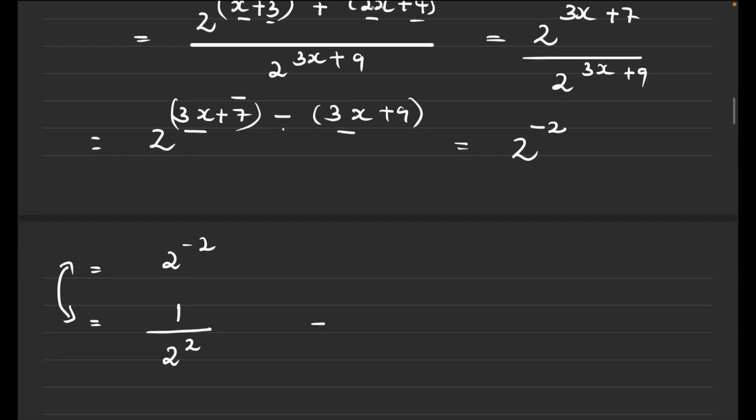Now what is 2 squared? 2 squared is 4, so the answer is 1 over 4. There you got your final answer.